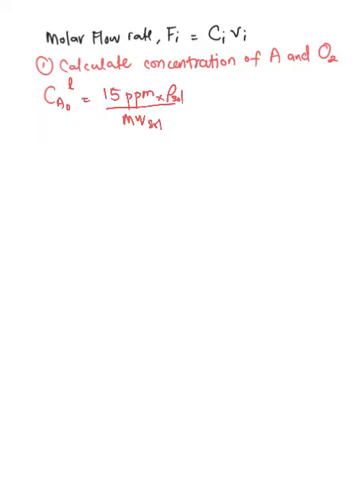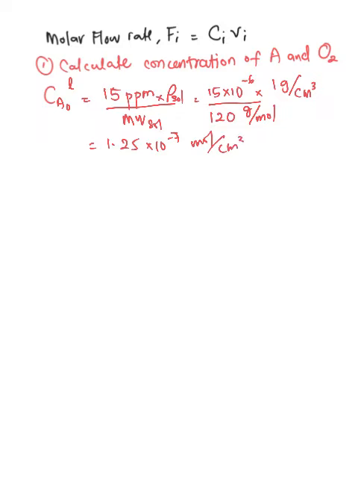Then 15 ppm equals 15 times 10 to the negative 6, multiplied by the density. Assume the contaminant A is in water, because the question does not mention what type of solution, so we can assume it is water. Multiply with the density of water, which is 1 gram per centimeter cube, divided by 120 gram per mole, the molecular weight given in the question. Then you will get the initial concentration of A in mole per centimeter cube. Next, calculate the concentration of oxygen.